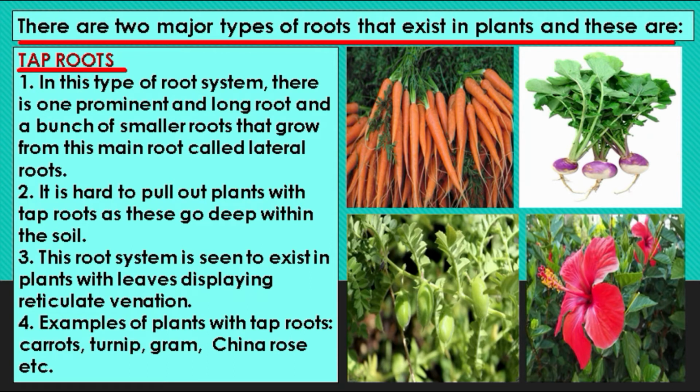Students, in a taproot system, there is a main long root and a bunch of smaller roots that grow from the main root. And students, these smaller roots are known as lateral roots. As you can see here, in the case of a carrot, that is the main taproot, and I hope you observe that from the surrounding there are many small roots that are known as lateral roots.